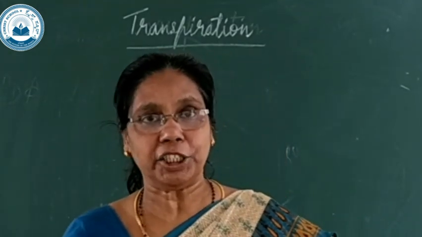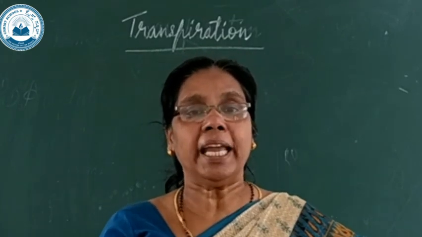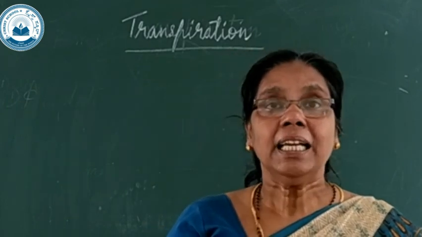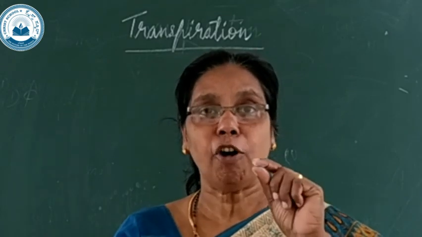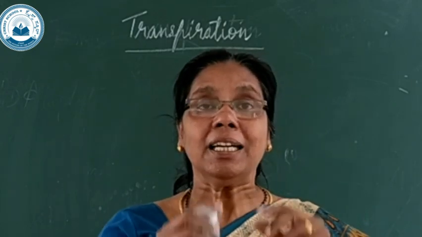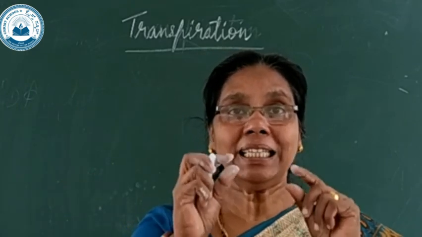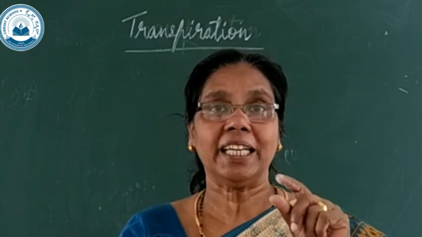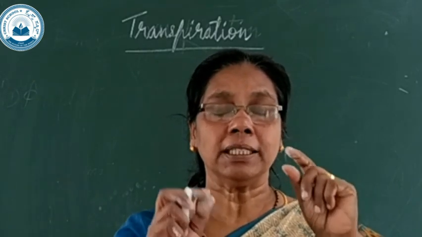One is called guttation and the other one is called bleeding. Already in the previous lesson you came across these two terms. One is, what is meant by guttation and bleeding? That is, excess water is lost from the plant leaves in the form of drops. See the difference between transpiration and guttation. Transpiration is in the form of vapor. The loss of water in the form of vapor is called what? Transpiration, whereas guttation is in the form of water drops.